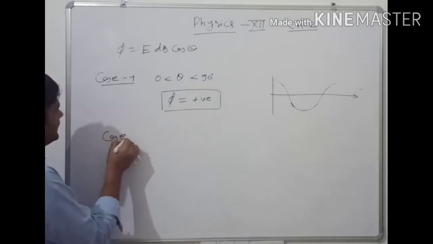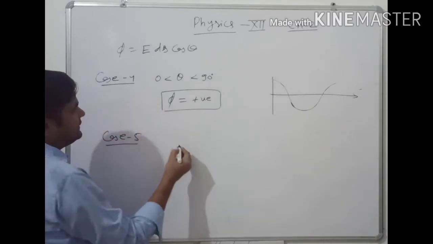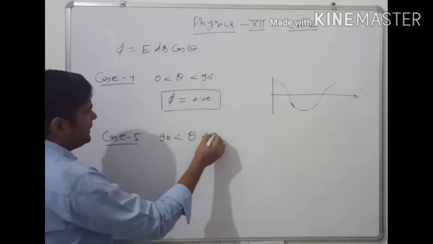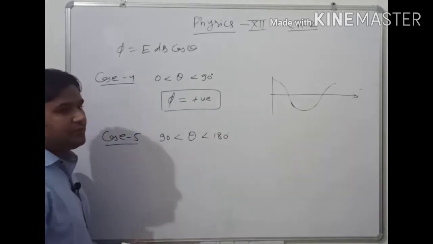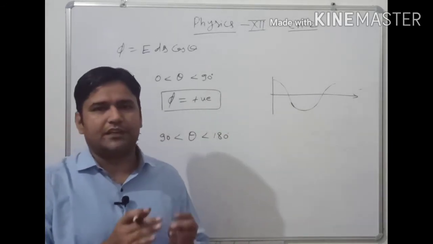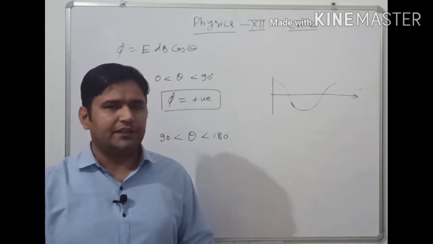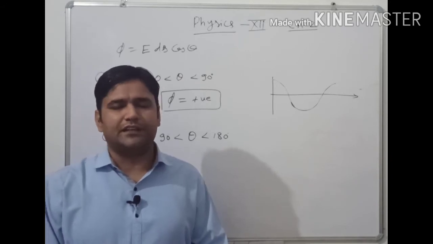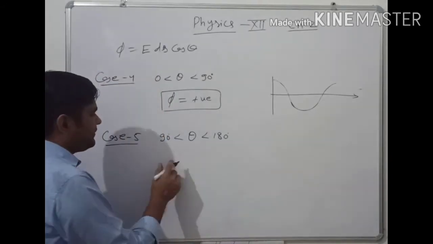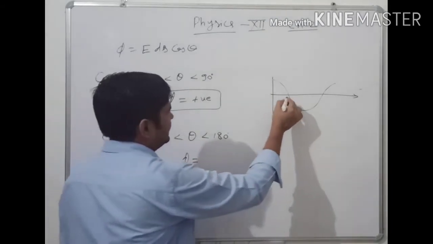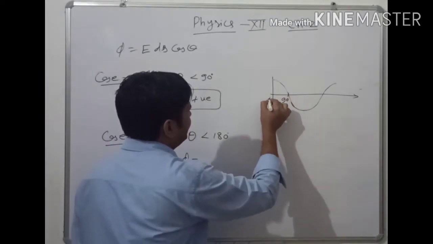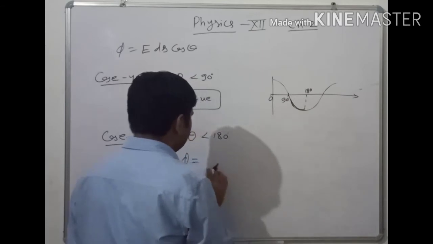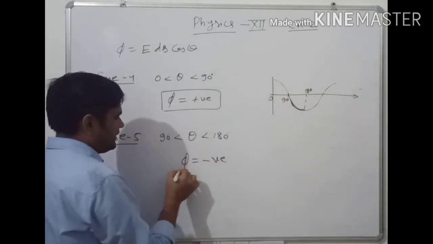Okay, next we will consider case number 5. In this case, again we are considering the formulations. Theta is greater than 90 degrees and less than 180 degrees. Now it is the case of the intermediate formulation of case number 2 and case number 3. In case number 2 we are considering theta equal to 90, and in case number 3 we are considering theta equal to 180. Now for this formulation, phi is between 0 and the negative value. It is in the negative formulations, that's why here phi is negative.